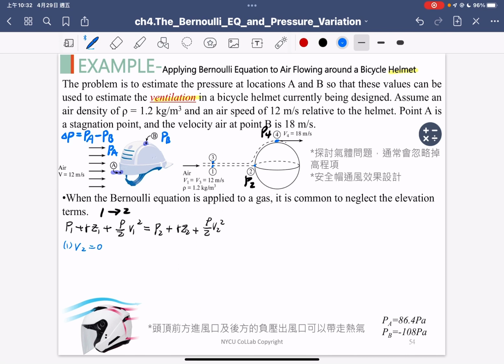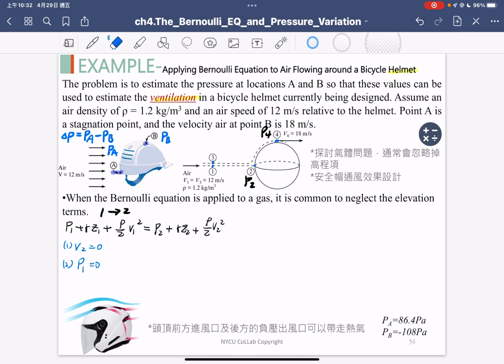And then we know that the pressure at point 1 is far away from our target. So the gauge pressure for P1 should be equal to 0, right? Because P1 is in the air. So we don't have the P1 gauge pressure.